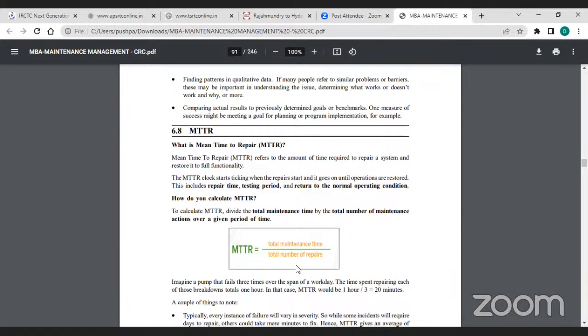So how do you calculate the MTTR? To calculate MTTR, we divide the total maintenance time by the total number of maintenance actions in a given period of time. So MTTR equals total maintenance time divided by total number of repairs, that is the average mean time. If the total maintenance time is 1 hour and the total number of repairs done is 3, what is the average MTTR? It is 20 minutes.